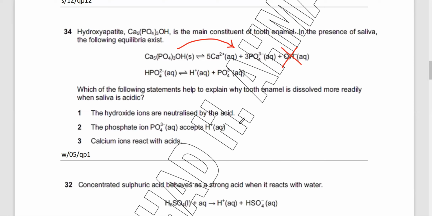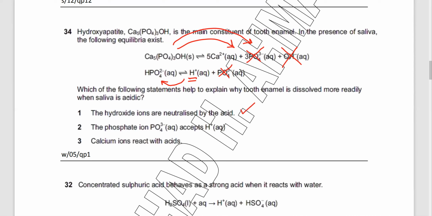So then what else? If the saliva is acidic, what would happen? The H+ would be more in quantity and the equilibrium would shift backwards and there's going to be less phosphate ions. So if there are less phosphate ions in the solution, the first equilibrium would again shift to the right. So there are two reasons why having acidic saliva would dissolve the tooth enamel.